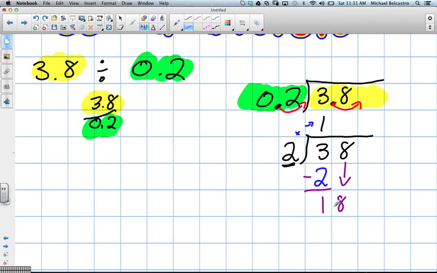And what will we do from there? How many times does 2 go into 18? 9. Yeah. Goes in 9 times. Let's make sure. What's 2 times 9? 18. We subtract. Do we have a remainder? 0. That's it. So your answer is actually 19. Okay? So let's do another one so we can see that process again.